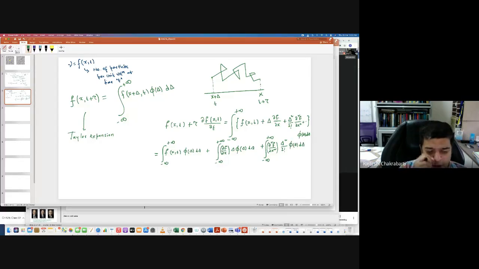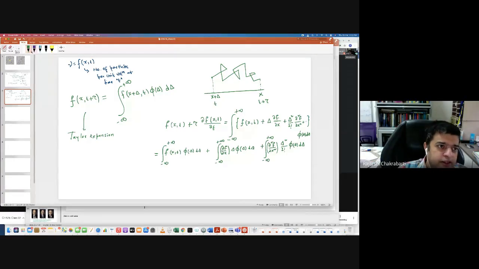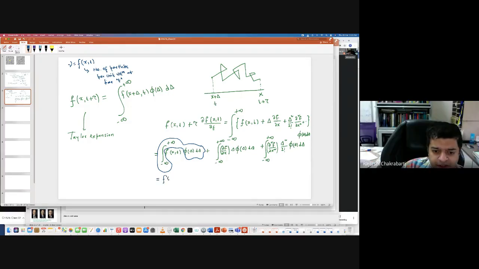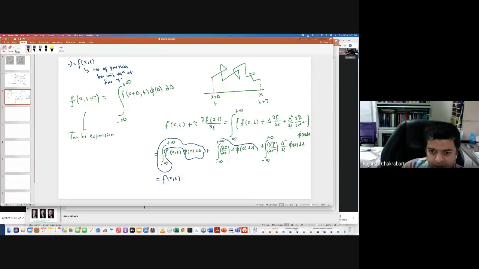Fine with all of you? Now look at all these integrals very carefully and try to get the physics. This integral, see, this f has nothing to do with delta. So essentially you have integration of this. And if I integrate, what am I going to get? 1. So essentially I get f of x comma t. What about the next term? 0. Because you have an integral like this, and this is 0.